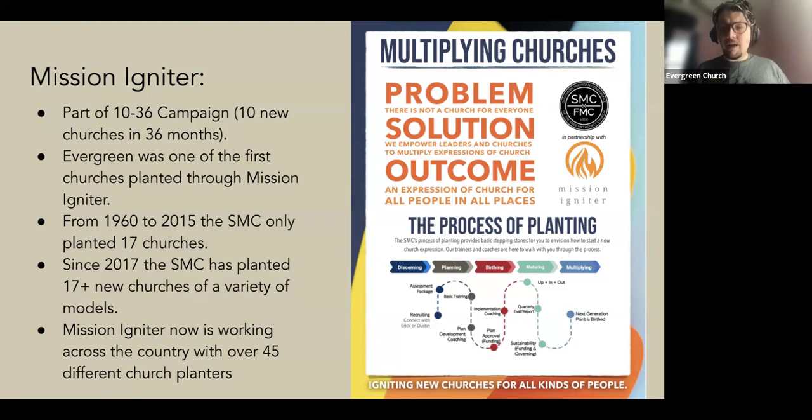Well, by God's grace, through some really incredible leadership, through a dependence on the Spirit in mobilizing prayer, deploying disciple makers, developing leaders, multiplying churches, since 2017, we have seen 17 new churches planted across Southern Michigan. And that is incredible. And now Mission Igniter is currently working with 45 different church plants and planters across the country. And so as Evergreen, we were part of that first wave of God doing something new in this region.